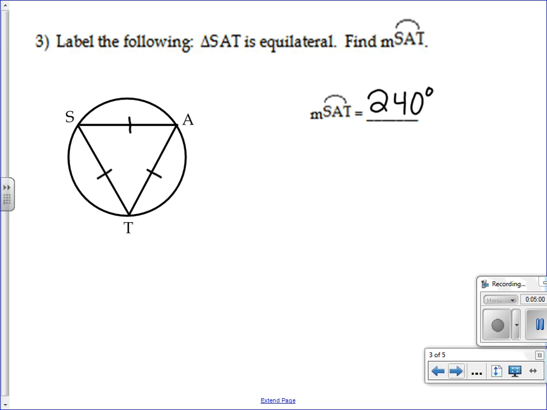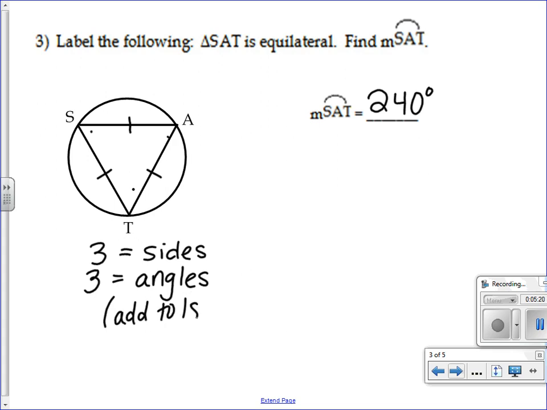That means all three sides are equal. So let's talk about what you guys remember about equilateral triangles. If you have three equal sides, you're also going to have three equal angles. So if angles S, A, and T are all equal, and we also know they're going to add to 180 because that's a rule about triangles, how big are each of those angles going to be? They're naturally going to be 60 degrees.